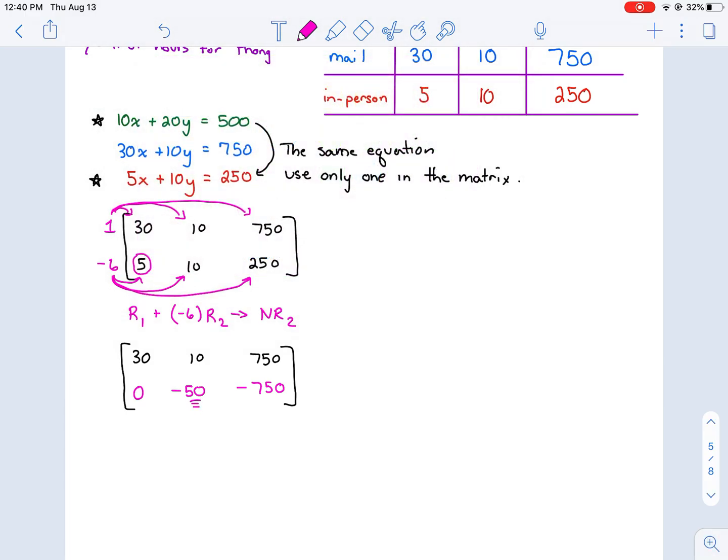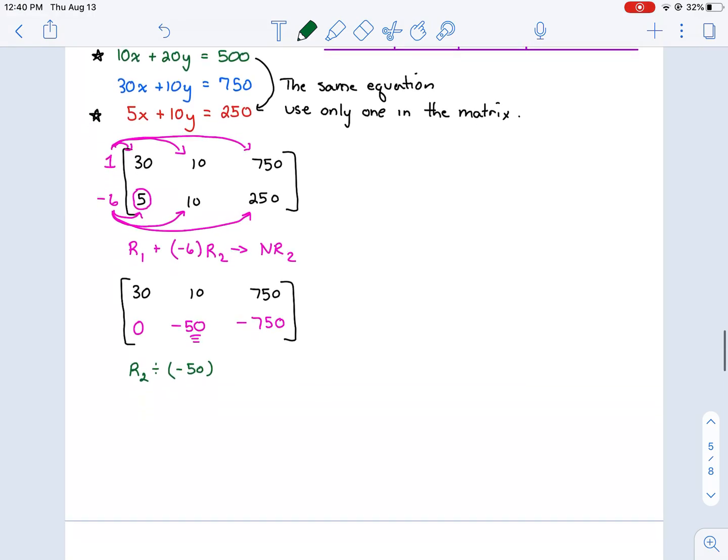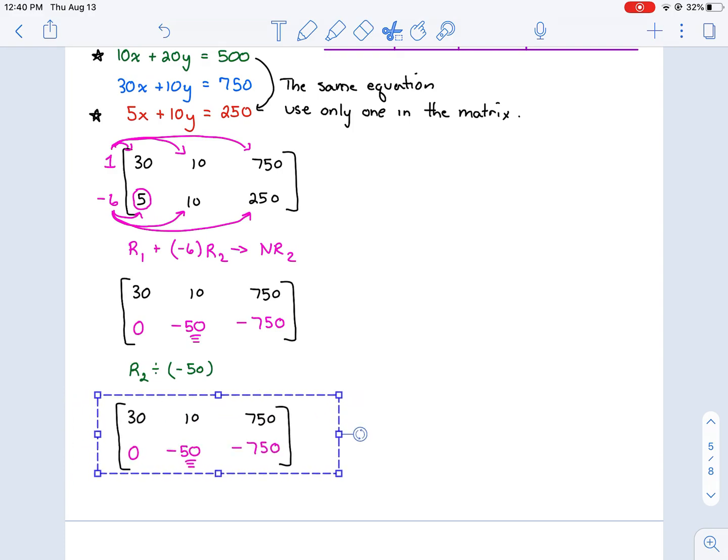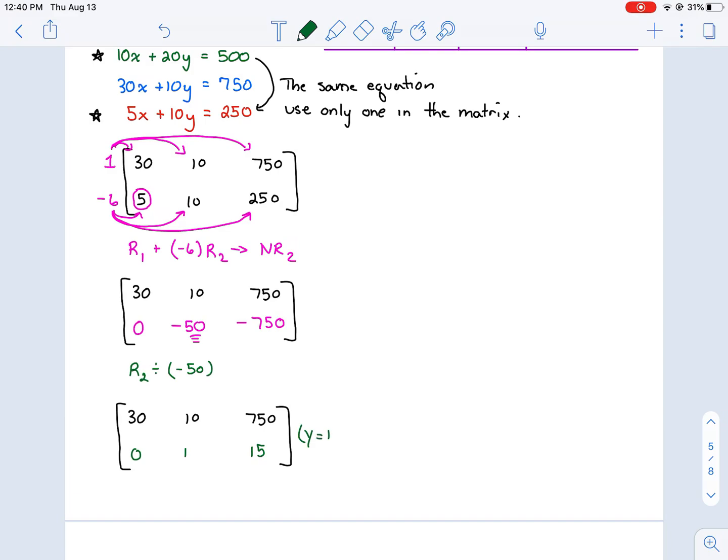Next, we want to make this negative 50 a 1. So we're going to divide row 2 by negative 50. So again, row 1 doesn't change. But row 2 will become 0, 1, 15. So now we know that y is equal to 15.